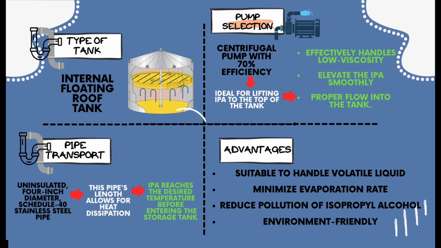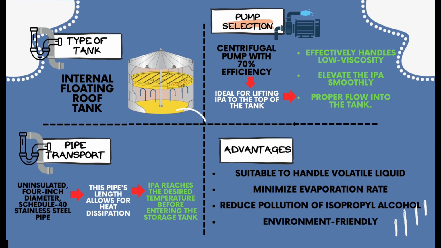Then, for pipe transport, we use an insulated 4-inch diameter Schedule 50 stainless steel pipe. This pipe length allows for heat dissipation so that isopropyl alcohol can reach the desired temperature before entering the storage tank. The other strategy for the pump selection, we use a centrifugal pump with 70% efficiency.